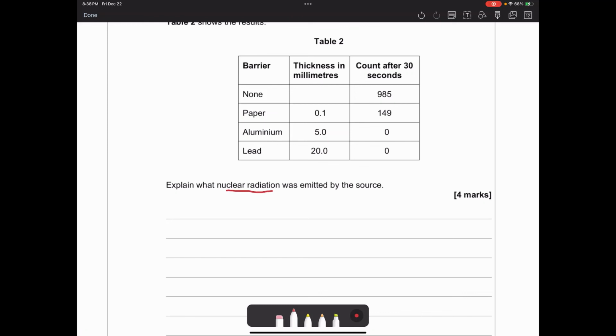So nuclear radiation, remember, is basically just saying, is it alpha, beta, or gamma? You just need to say what the results are showing and explain why. So you can see here, as it goes from no barrier to having paper in the way, the rate has decreased quite a lot. Therefore I can know straight away that alpha can't get through paper, so the paper is blocking alpha.